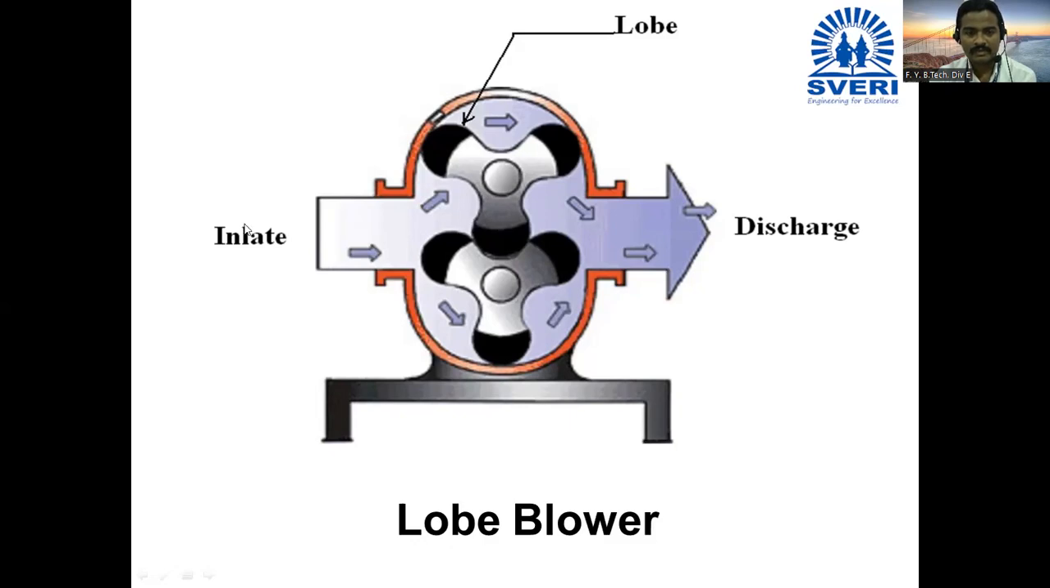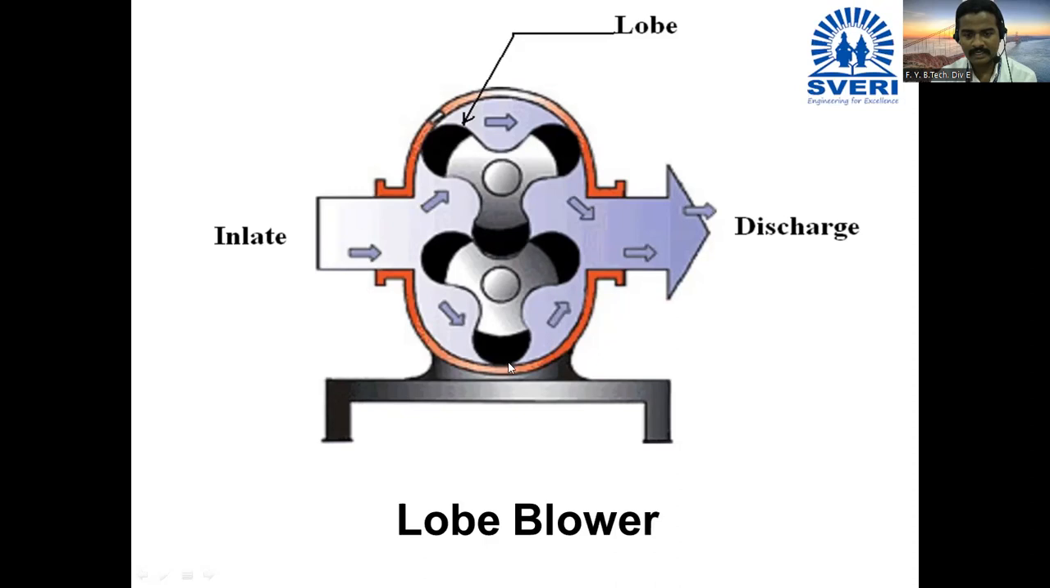As usual, this is the casing part, upper and lower casing. Now how does this root blower or lobe blower compressor work? We have to see the working. When atmospheric air at low pressure enters the casing, it gets entrapped between the lobes and the casing part.